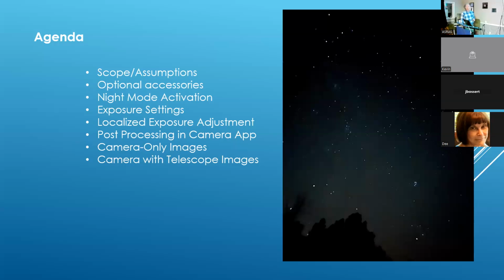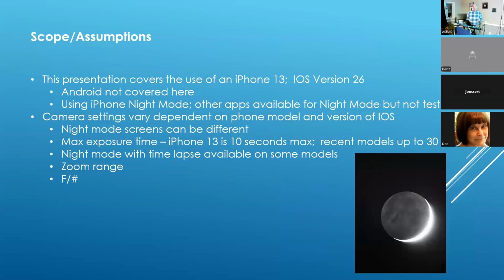So I am really basing this on my experience with my phone. There are, of course, many different models out there and many different iOS versions. I updated to iOS version 26, so immediately my night mode settings look different and are in different places, and that kind of thing. So I had to relearn that. But I know more recent models, of course, have many more capabilities. I'm not covering Android, but I'm assuming Android has similar capabilities for night mode imaging. And there are apps out there for night mode.